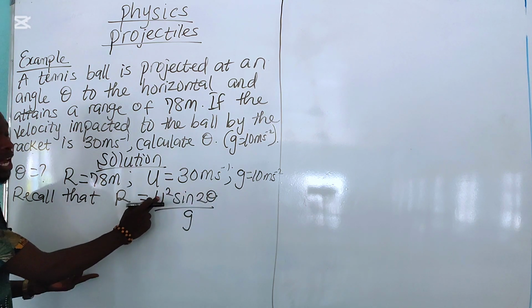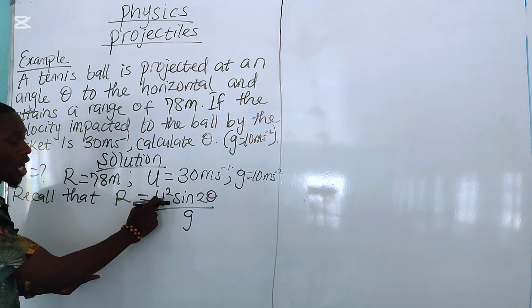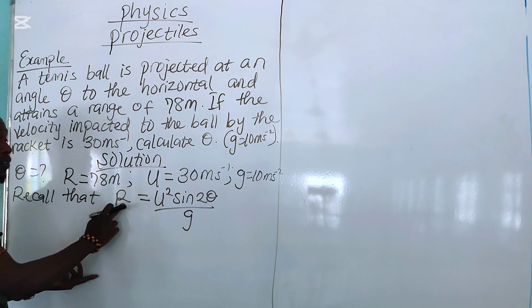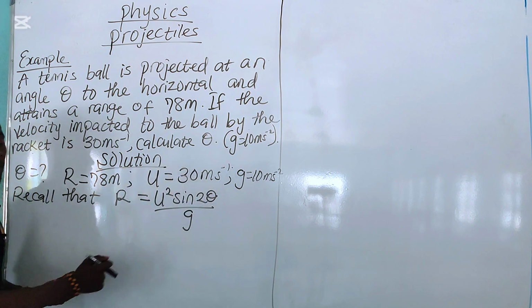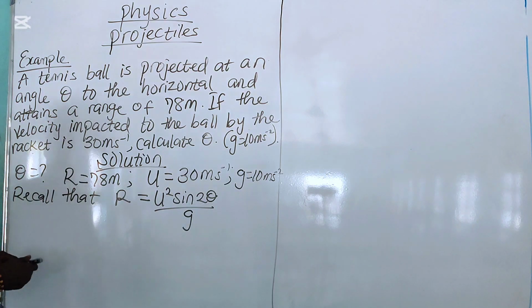So we are looking for the value of theta. We have u given, we also have g given, and we also have the range. So it becomes very easy for us to obtain the angle theta.